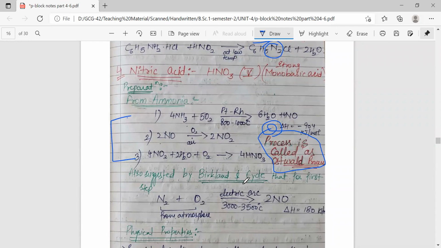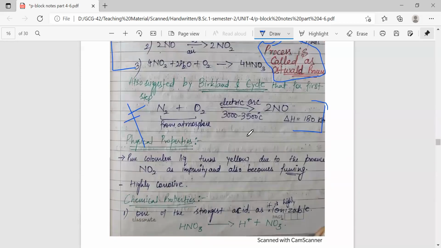It was also suggested by Birkeland and Eyde that the first step, where we were using ammonia for the synthesis of NO, can be carried out using this reaction. Generally the first step is done using ammonia, but it is also feasible when we react nitrogen and oxygen, taken from the atmosphere, by passing an electric arc at a very high temperature of 3000 to 3500 degrees Celsius. We get the formation of nitrogen monoxide, and this is an endothermic reaction. Here the first step was exothermic in nature, but here it is endothermic. It requires energy and high temperature.